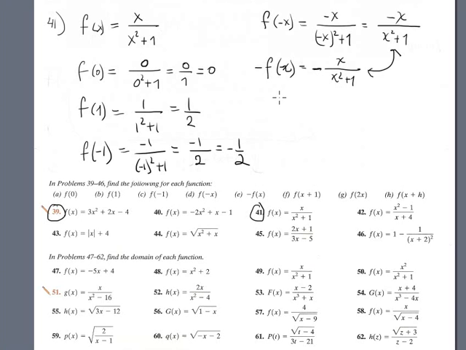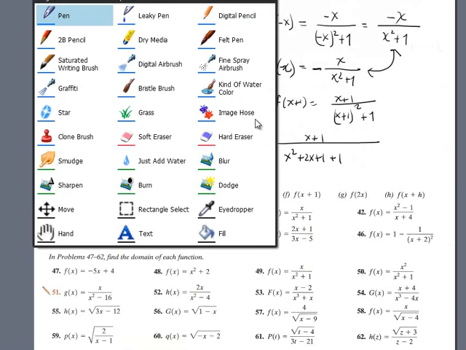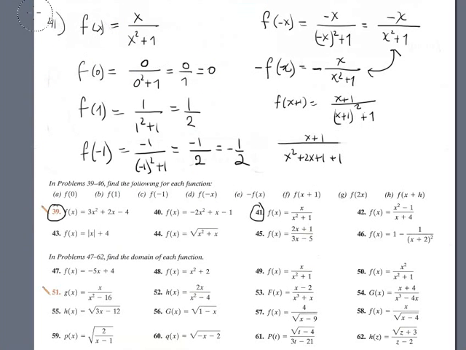Okay, now f evaluated at x plus 1 is x plus 1 in the top over x plus 1 squared plus 1. And you expand. This is x plus 1 in the top, and the bottom is x squared plus 2x plus 1 plus another 1. Then you combine: it is x plus 1 over x squared plus 2x plus 2. This is the answer to 41.